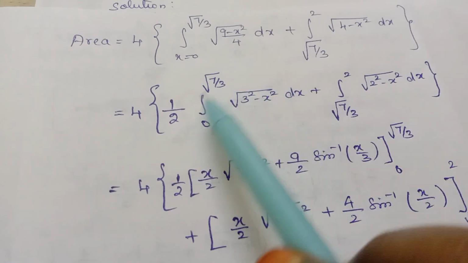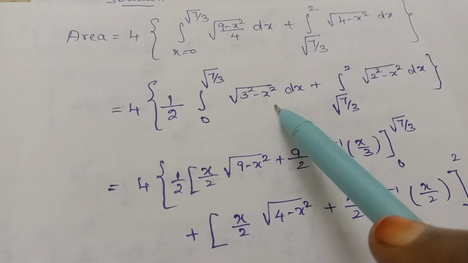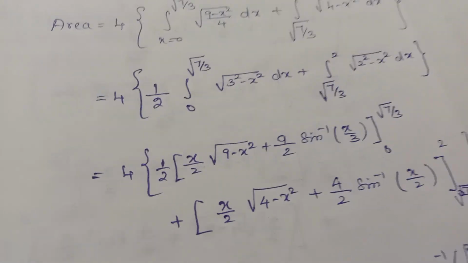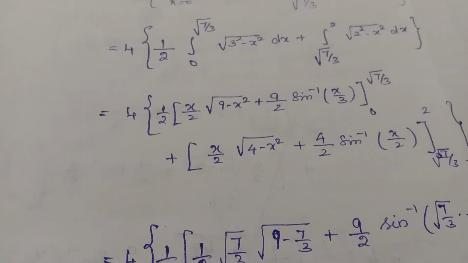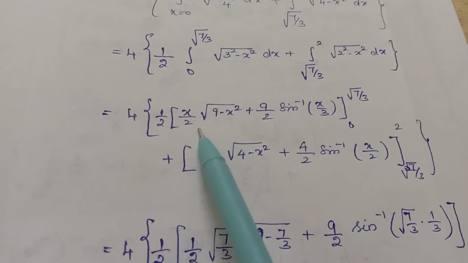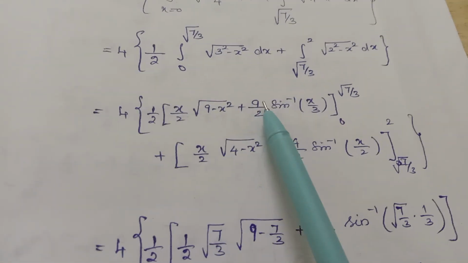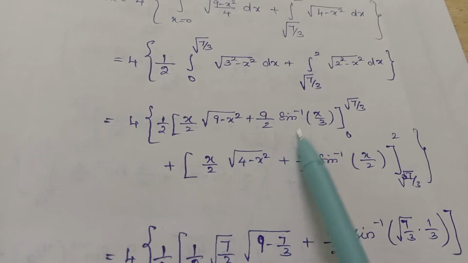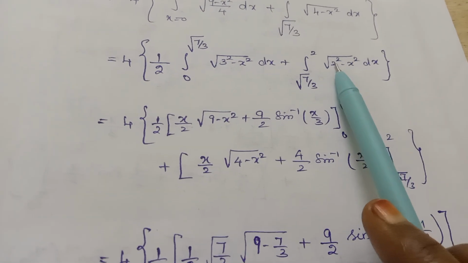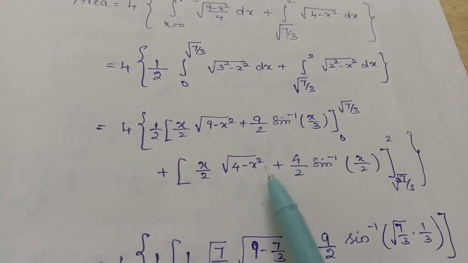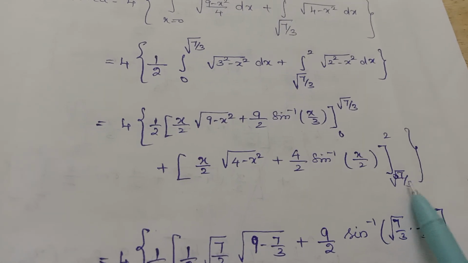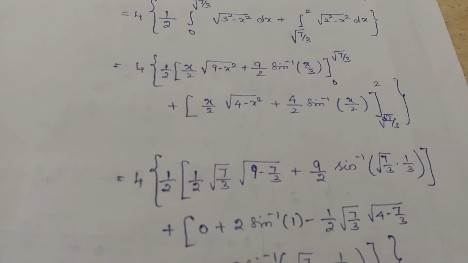Now this 1 by 4 can be taken outside, and this can be written as root of 3 square minus x square, and this can be written as root of 2 square minus x square. So both the integrals are in the form root of a square minus x square. The same formula I already used in the previous problem. So for this one, x by 2 into root of 9 minus x square plus a square by 2, so 9 by 2, sin inverse of x by a within the limit 0 to root 7 by 3. The same formula here with a equal to 2: x by 2 root of 4 minus x square plus 4 by 2, that is a square by 2, sin inverse of x by a, right? Limits root 7 by 3 to 2. Now you apply the limits.